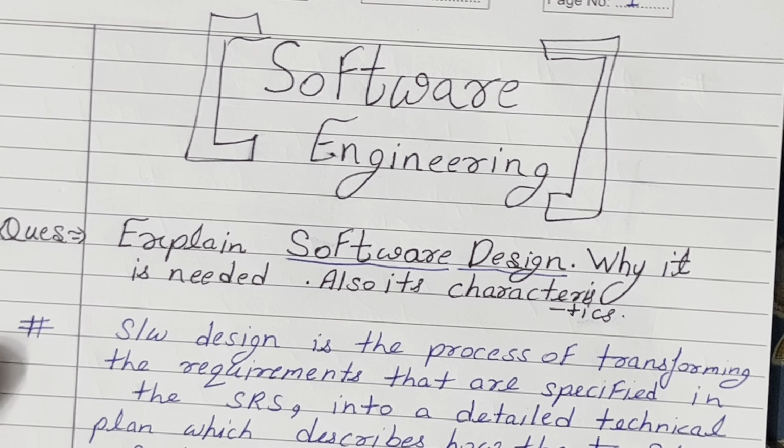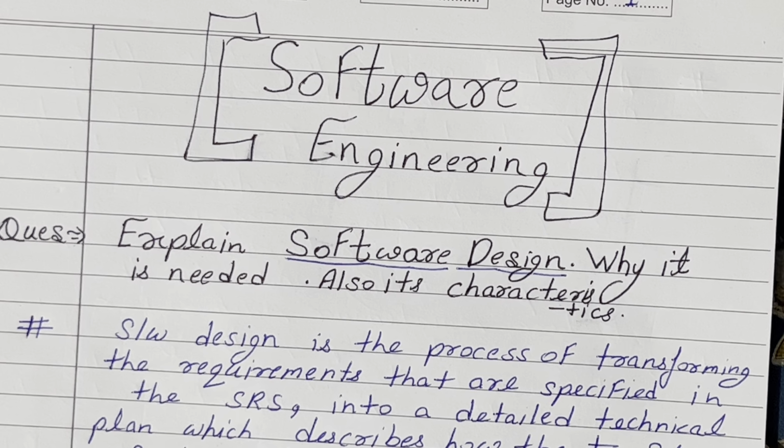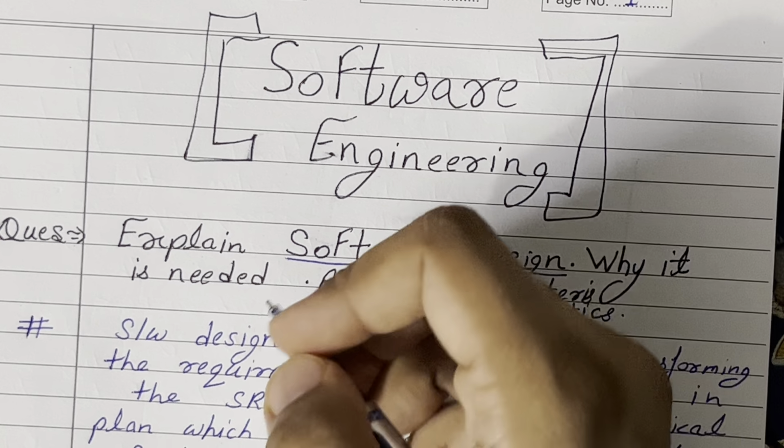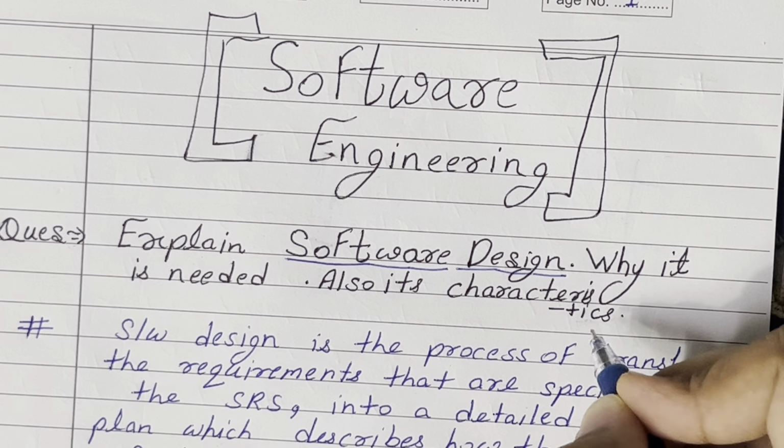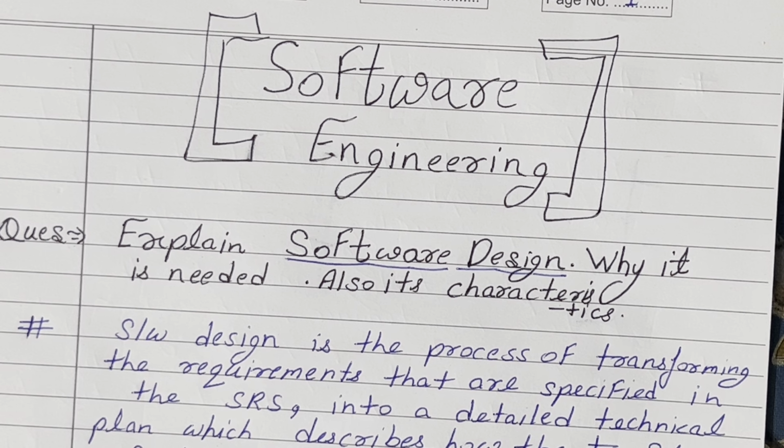So, we should know first about software design, what is it, and its classification. Then, we will move to its need and then its characteristics. Okay, so let's start.